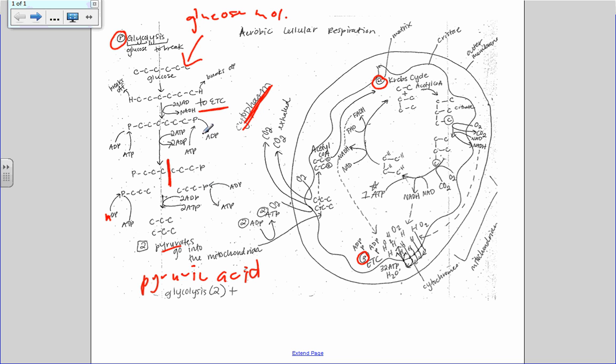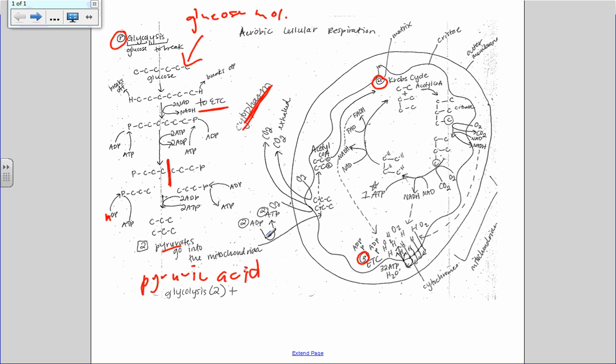So we used two ATPs right here, but then we got them back here. So now we're at like 0. We used two ATPs, we made two ATPs, so we're at net of 0. And we have two pyruvate molecules. Those two pyruvate molecules are going to travel into the mitochondrion, okay?